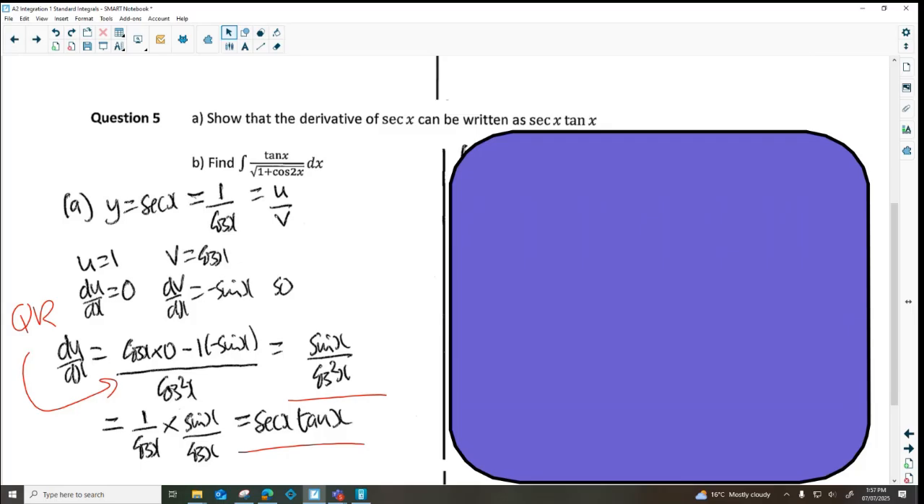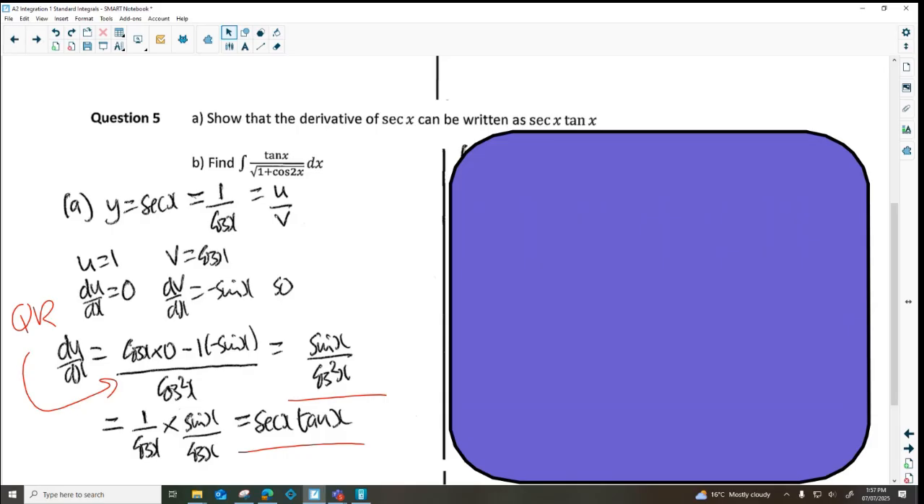Now, part B is a very, very, very unpleasant looking integral. The integral of tan over 1 plus root cos 2x. And I think if you weren't given part A, this question would be completely impossible. Even given part A, it is not obvious what to do. My hope and pray is the following.